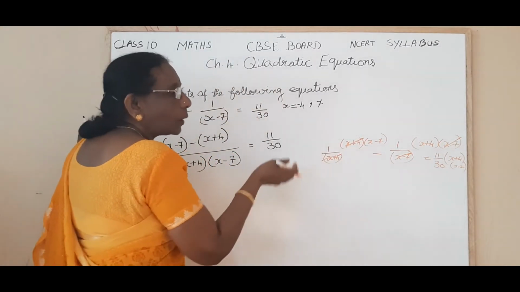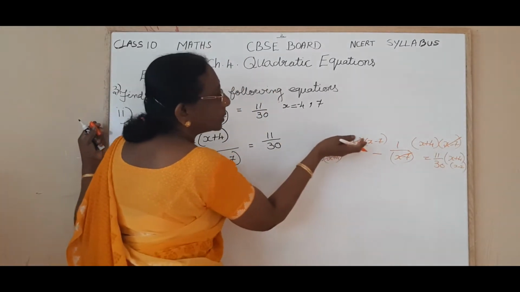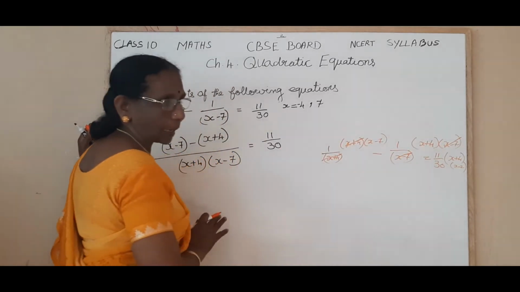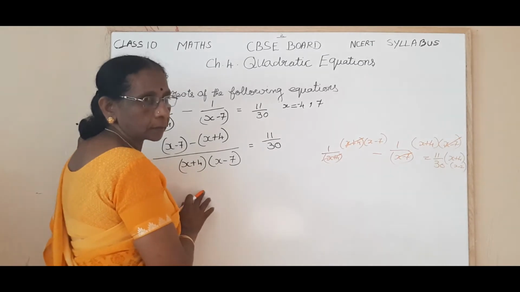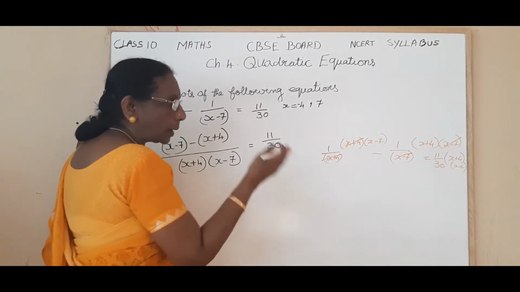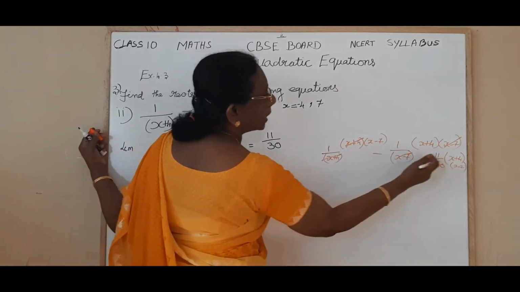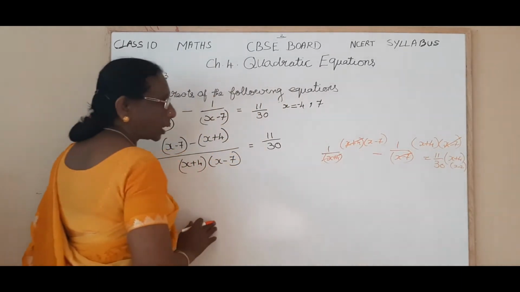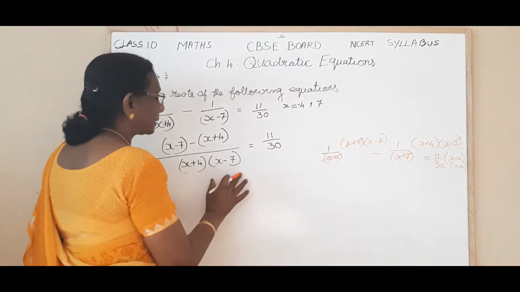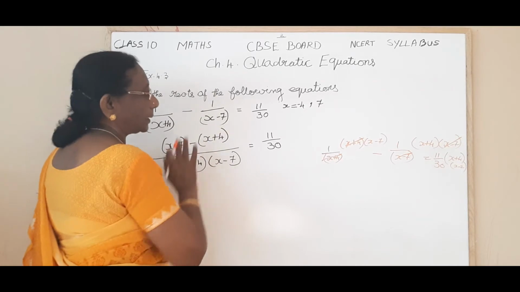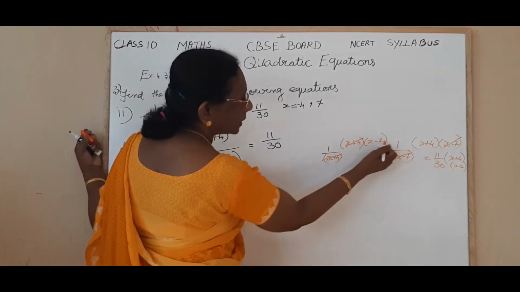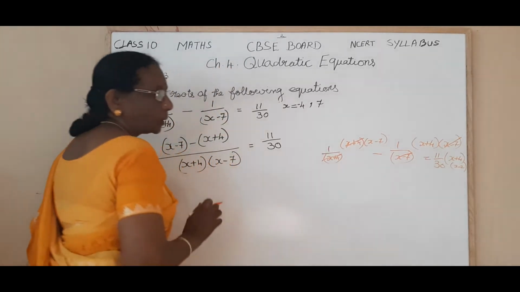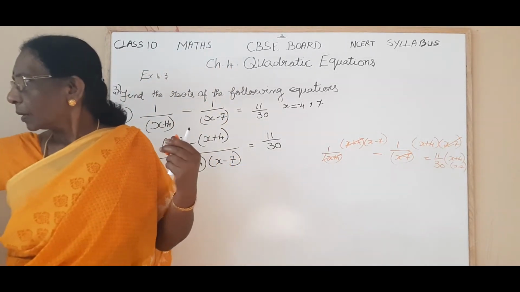So it will be a long process. You may get confused in this if you write like that. But that only I just wrote like this. Both are same, but here if you write like this, you may get confused. So we are taking as the LCM and we are just cross multiplying. Cross multiplying means we are just getting like this. So don't get confused.